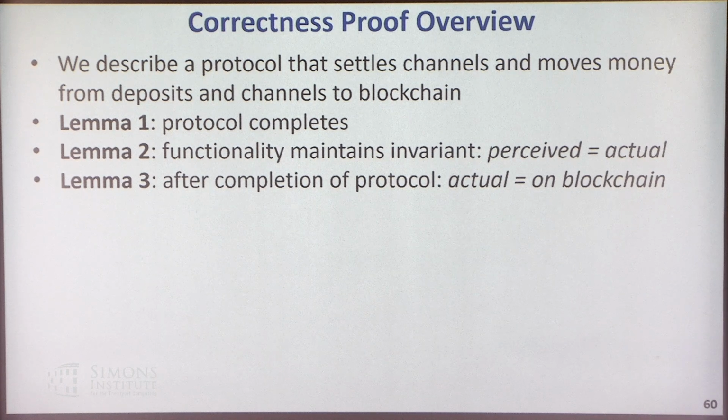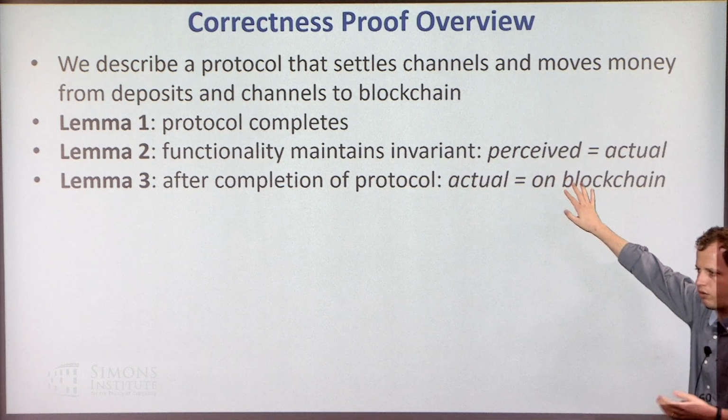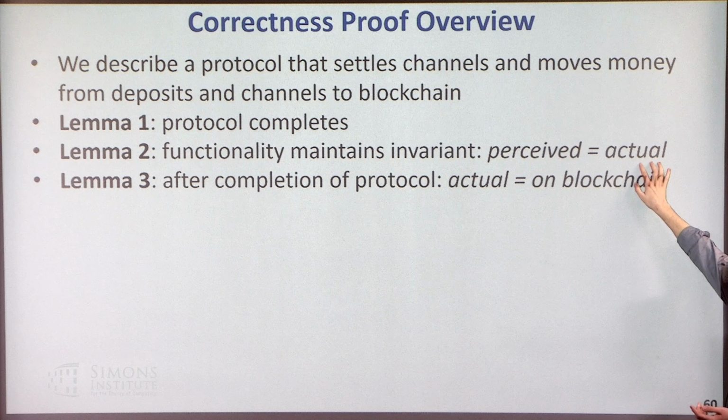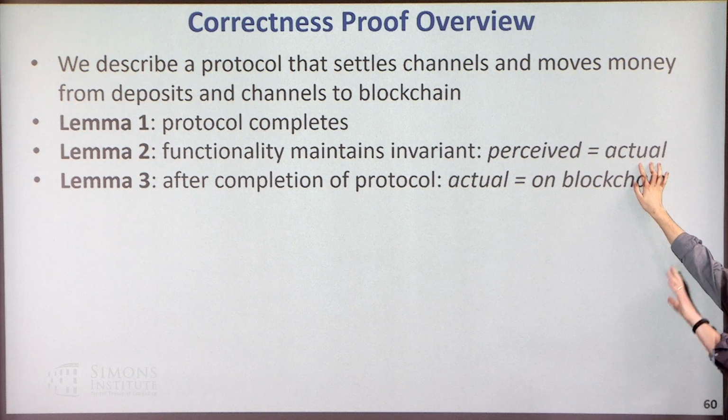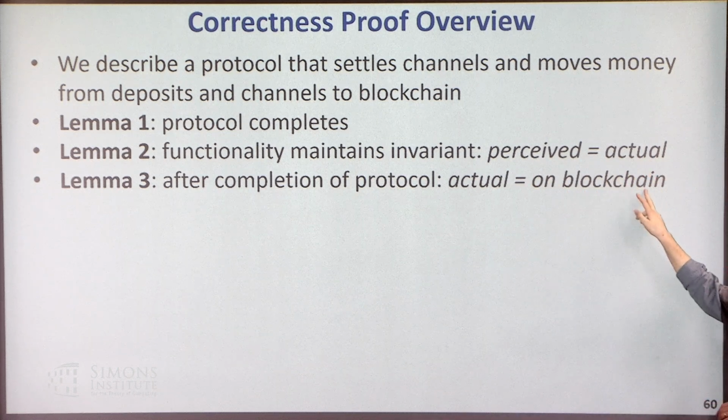So we first prove that the protocol indeed completes. Specifically, if Alice wants to do this, Bob cannot do any operation that would prevent Alice from completing the protocol one way or another. Then we show that the functionality maintains the invariance. The perceived balance of an entity equals what we call her actual balance. We define an actual balance that is the combination of her balance on the blockchain and her balance on the payment channels. And then we show that after completion, the actual, which is also the perceived, is present on the blockchain.